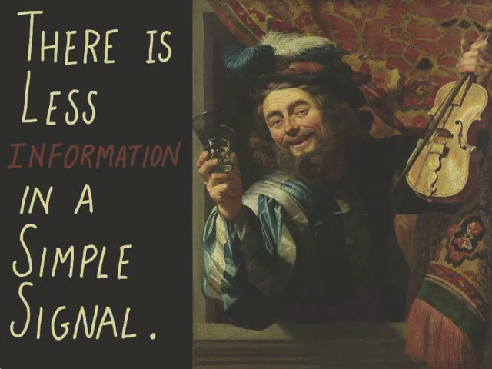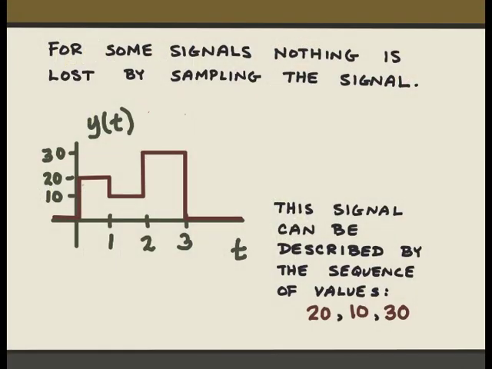There's one important point to make before we move on, and that is there is less information in a simple signal. Now there are some signals where there's no information lost when we do sampling. So for example, this signal shown here, y of t, it's 20 between 0 and 1 second, 10 between 1 and 2 seconds, and 30 between 2 and 3 seconds. Now this signal can be completely described by the sequence of values 20, 10, and 30. And so this is a very simple signal being described by so few numbers.